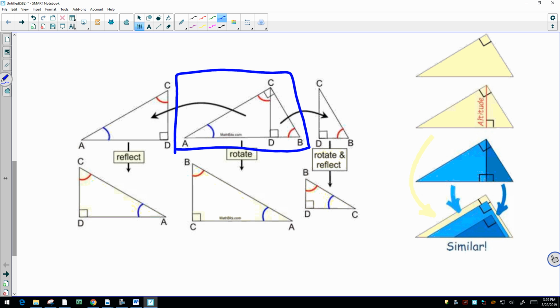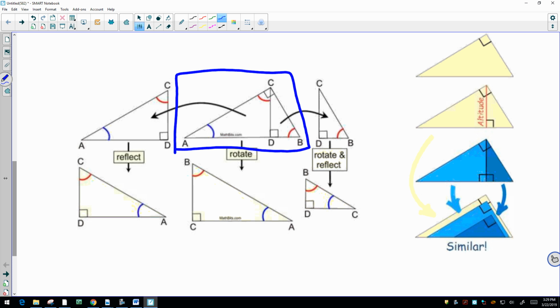And now this little guy, we have to do two things. Not only do we have to rotate it, but now we're also going to have to reflect it. So let's say I reflect it over DB first, and then I'm going to rotate it around so that they are situated. Okay, over here, same idea.